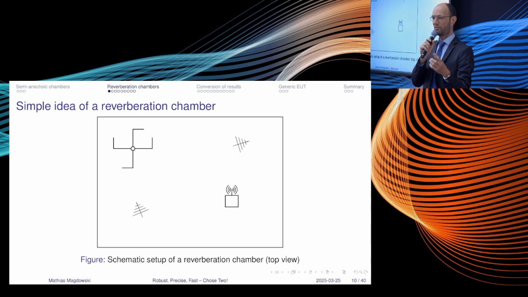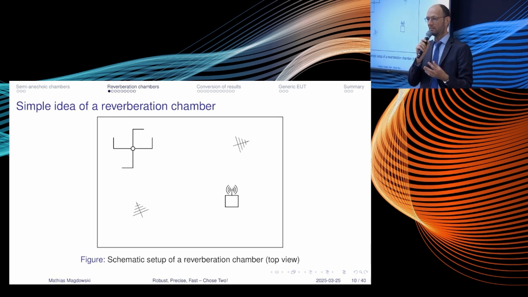So you have lots of reflections, or you get a superposition of traveling waves in opposite directions. So what you get is standing waves. We get a standing wave pattern. We get points in space where the field strength is really high. These are the antinodes, and we get points in space where the field strength is very small. These are the nodes of the standing wave pattern. And so, for example, for an immunity test, you would need to take your equipment under test, carry it around, and find the position where you have a high field strength. Of course, you would not like to do this.